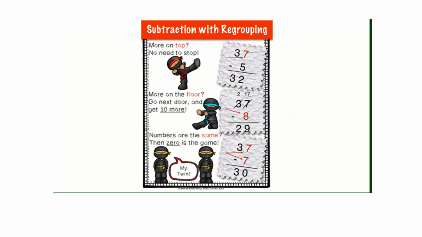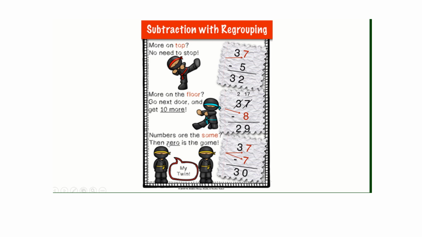Before we even start, you can't forget about our poem. Remember, this poem is going to help us remember when we need to regroup and when we do not need to regroup. I'm going to read this poem to you one more time so you can remember. It goes like this. More on top, no need to stop. More on the floor, go next door and get 10 more.